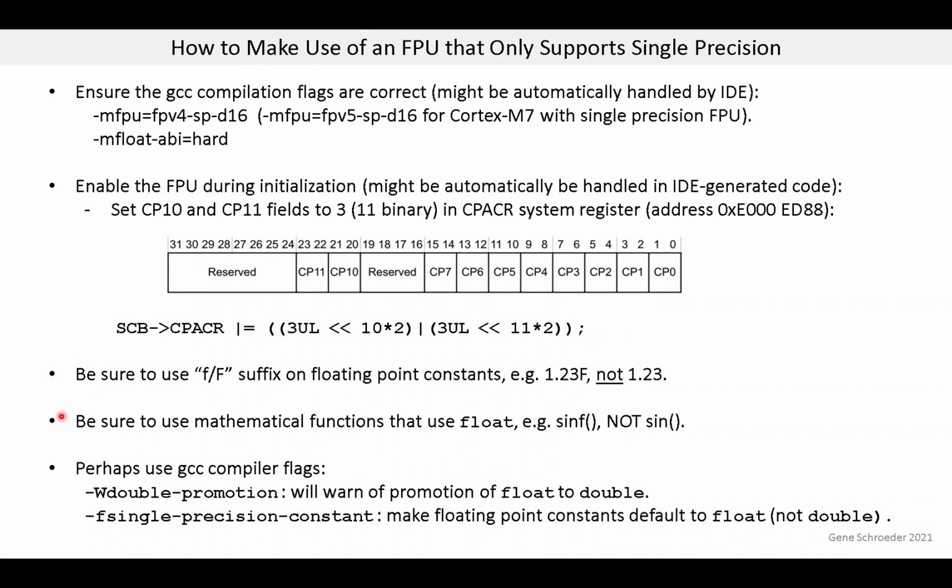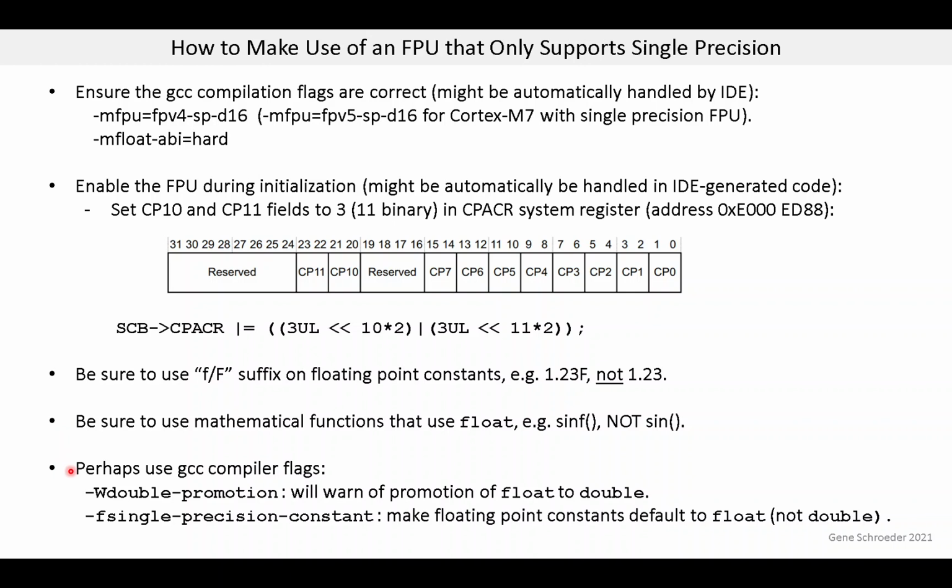Another thing is to make sure you use the right mathematical functions. Make sure you use sinf, for example, and not sin. Again, if you use just sin, it's going to use software to do the floating point calculations, and it's going to be doing them in double, which you don't need.